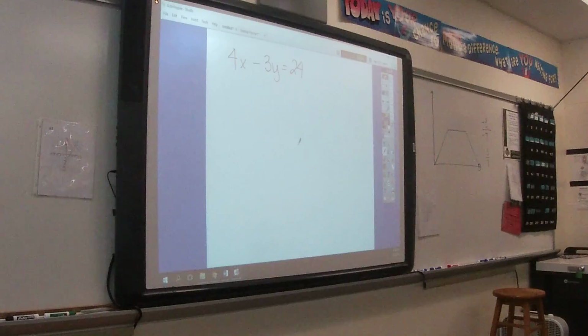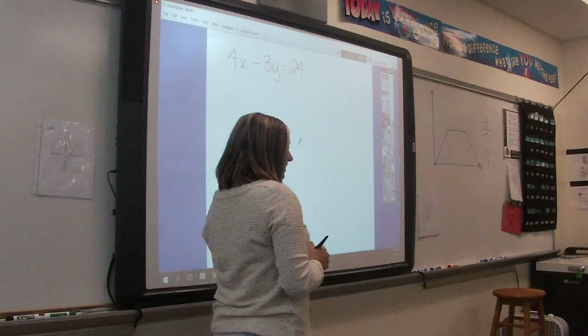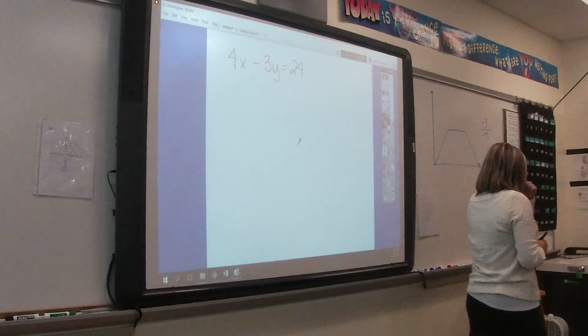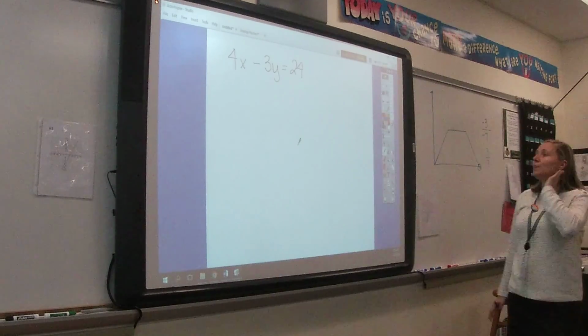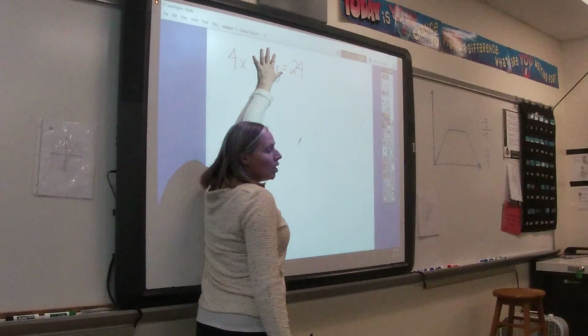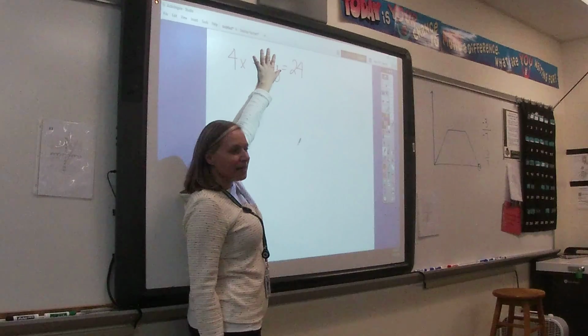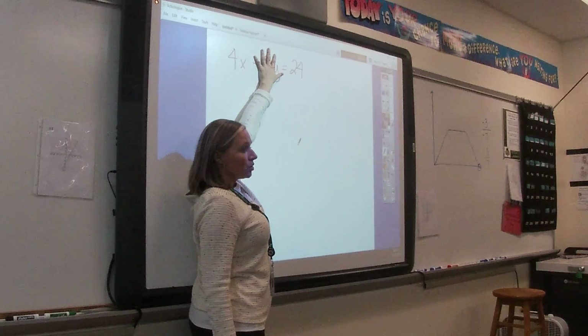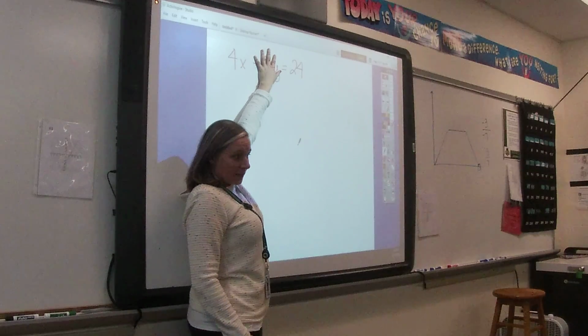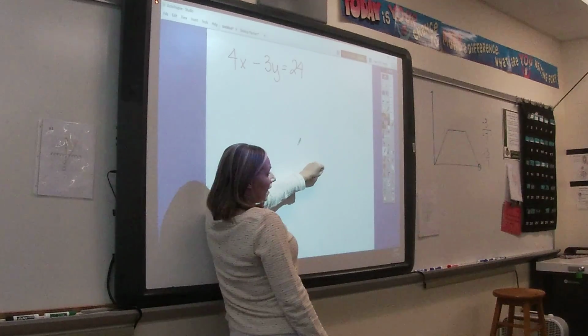4x minus 3y equals 24. Okay, so is this in standard form? Yes. So can we just cover up to find the intercepts? Yes, so if we cover up here to find the x-intercept, whichever letter we see is the intercept we're finding.